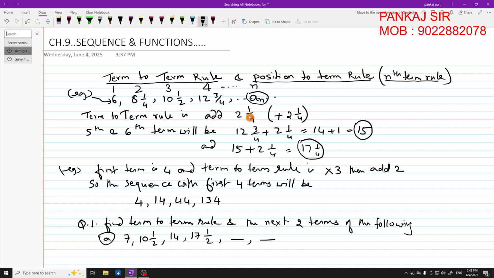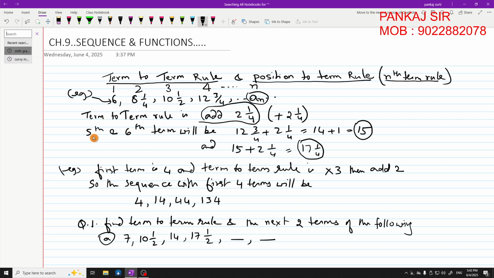So that particular number which you keep on adding, which is constant, 2 1/4, that is nothing but the term to term rule. So term to term rule in this case is addition of 2 1/4, right?